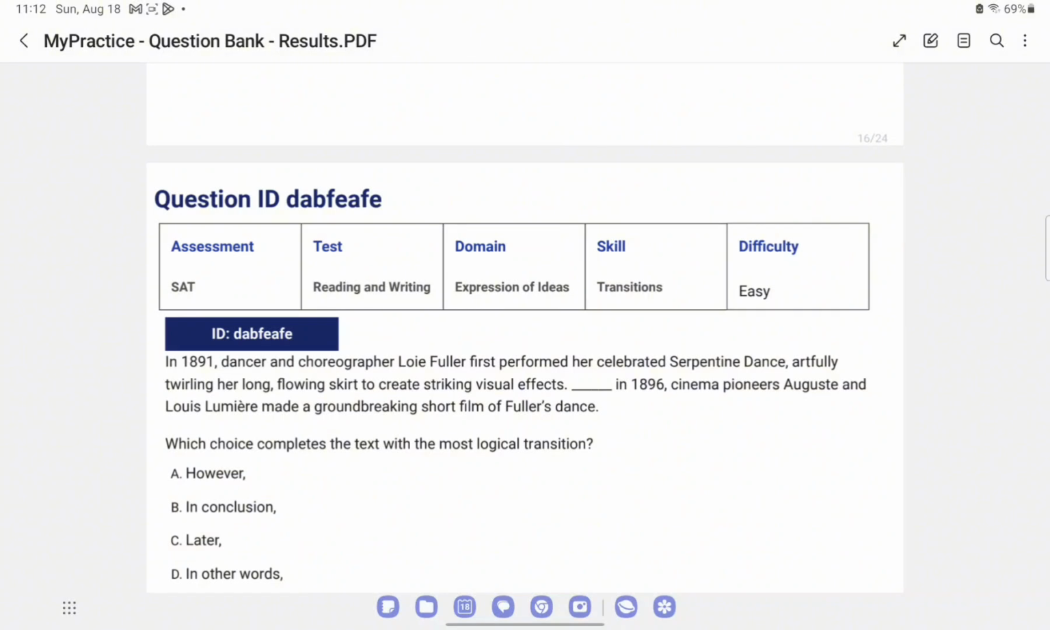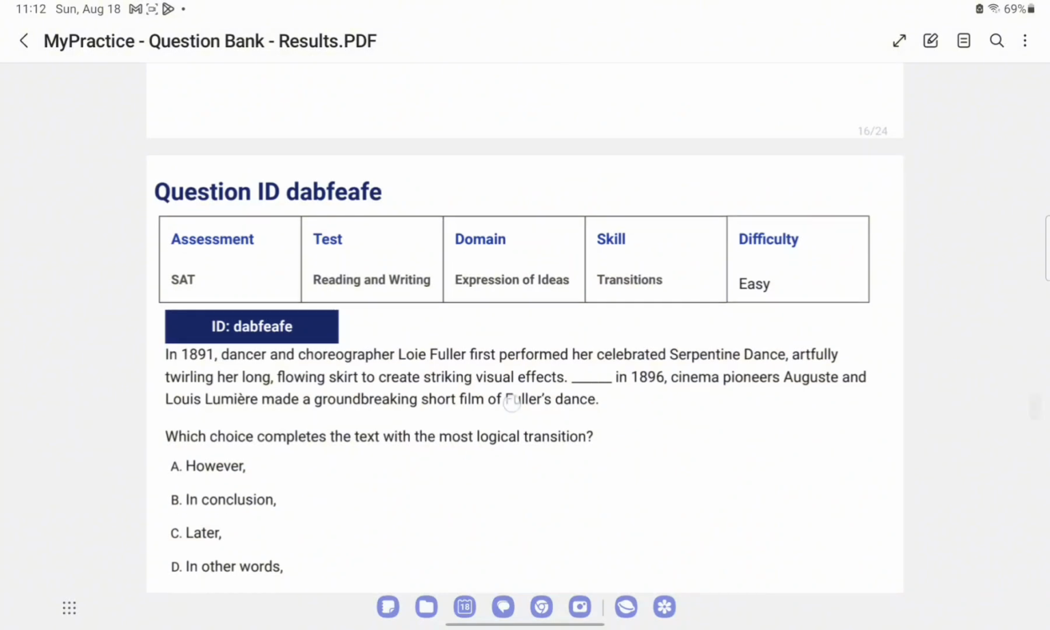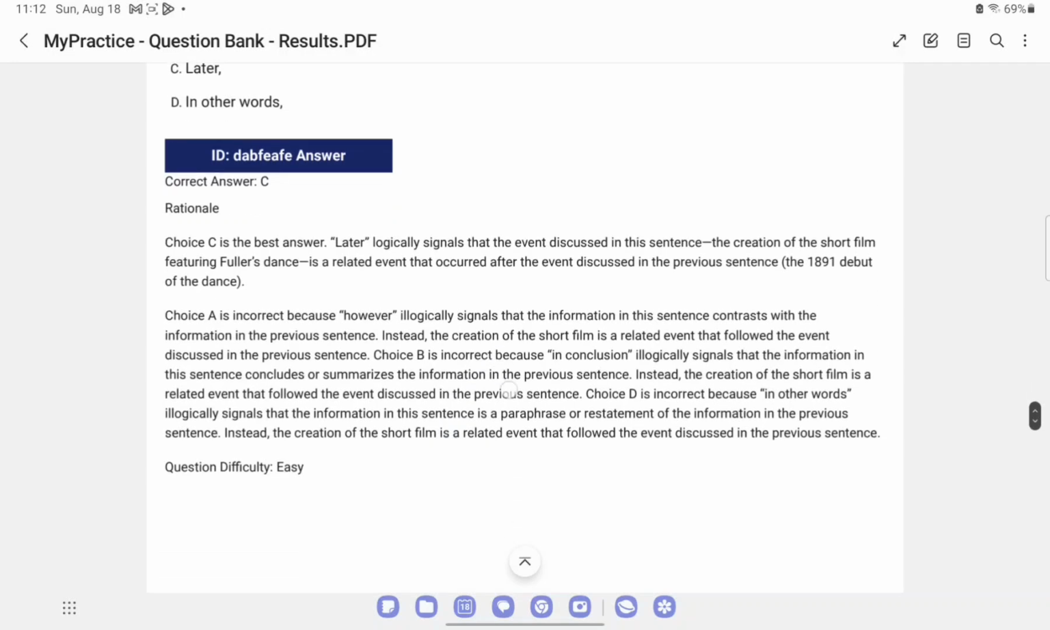However doesn't really make sense. I don't think I have to explain why, and I don't want to keep taking a lot of time. In conclusion does not make sense either. In other words, no, we're not rephrasing anything. Yeah, so I'm gonna say later.